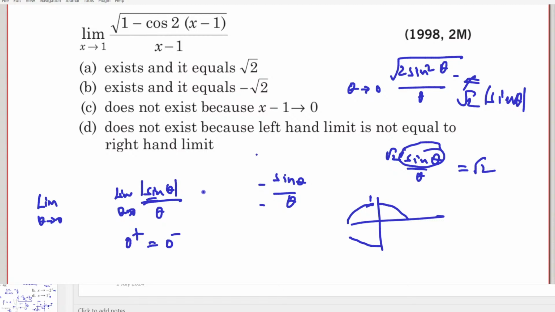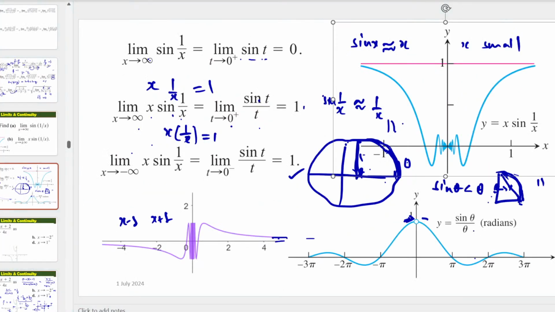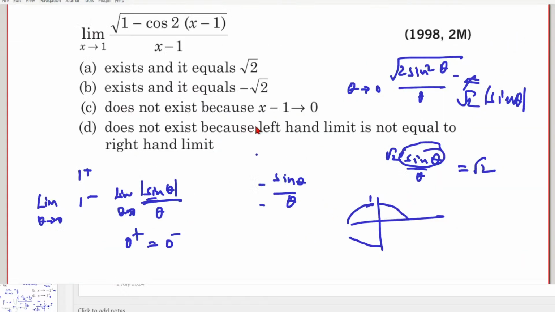So here, limit x tends to 1 means what? 1 plus or 1 minus, both should match, right? So it doesn't exist. That is the correct answer because there is a square root. Otherwise, it would have been fine. Because there is a square root, you are forcing it to be positive, and you are forcing one side of it to be positive. So the answer is not root 2, it doesn't exist.